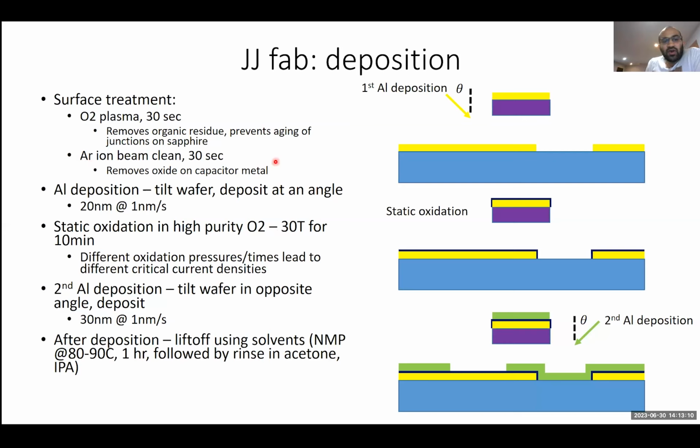At first, when we first tried this, we were worried that, because we're making junctions on sapphire and we're not doing oxygen plasma, maybe our junctions would age again and age all the way to open. But it turns out that this argon ion beam clean also prevents the junctions from aging. So it's an added bonus there.